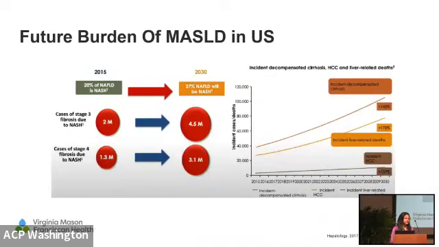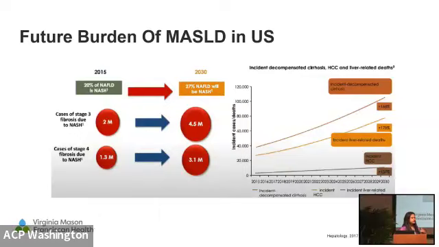And this also kind of tells a story in itself. So back in 2015, stage 3 fibrosis, which was pre-cirrhosis, was about 2 million. And we are predicting that by 2030, it's going to be 4.5 million. And similarly, in cirrhosis, back in 2015, it was 1.3 million, and we are predicting that by 2030, it's going to be 3.1 million.